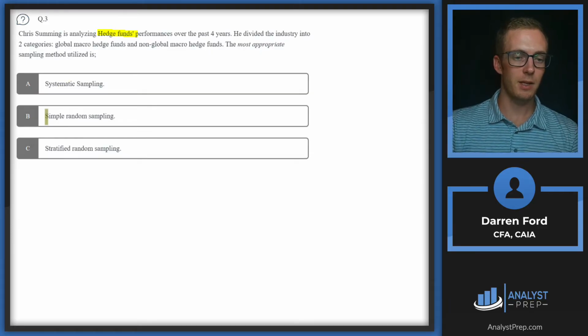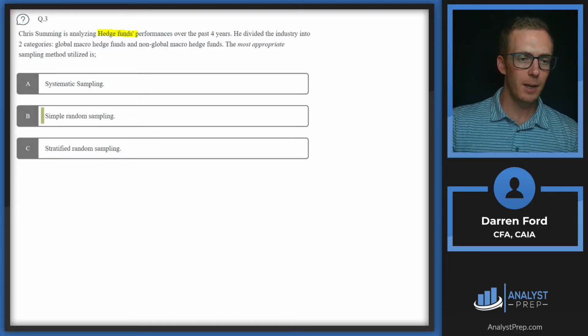Simple random sampling is also going to be taking that overall population and then randomly selecting the different hedge funds to be included in the sample. And each hedge fund must have the same probability of getting into the sample. So that's not going to be consistent with dividing into 2 categories, because we're not randomly choosing these categories. We're doing it based on the classification.